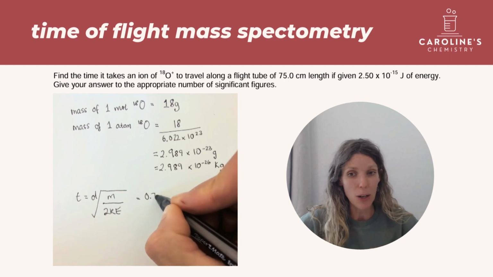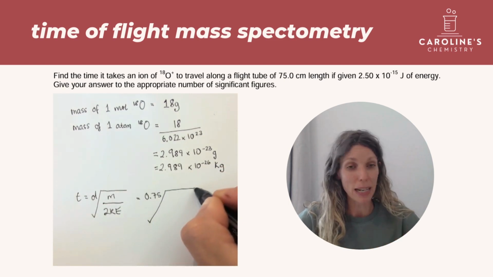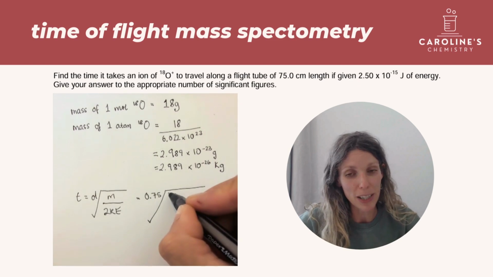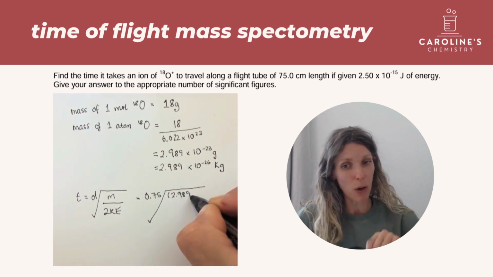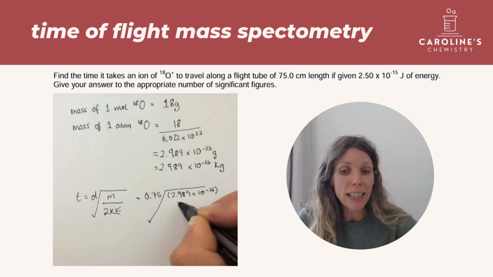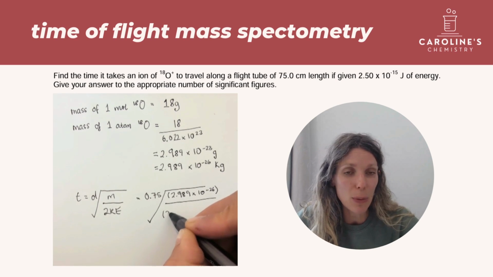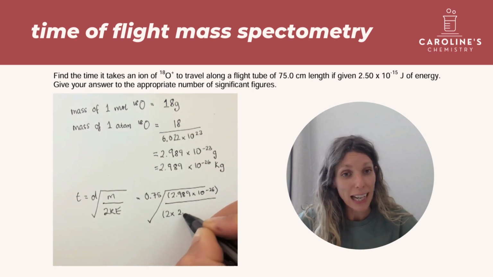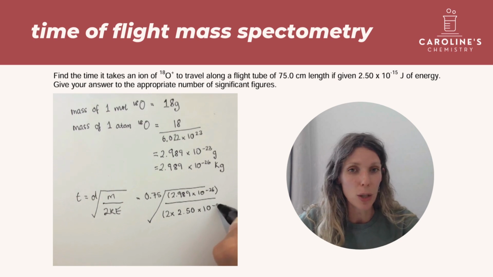Now we can put our numbers in. So we're taking our distance and turning it into meters, 0.75 meters. We're then putting in the mass of 1 atom of oxygen in kilograms, then dividing that by 2 times the kinetic energy that was given in the question. That is already in joules, so we don't need to do any conversions with the units there.